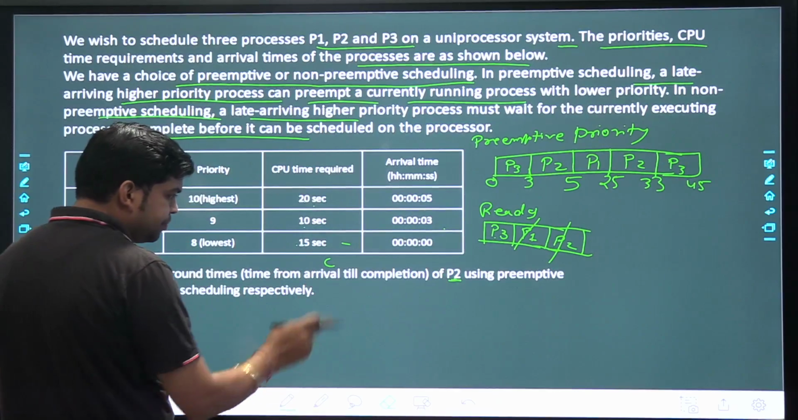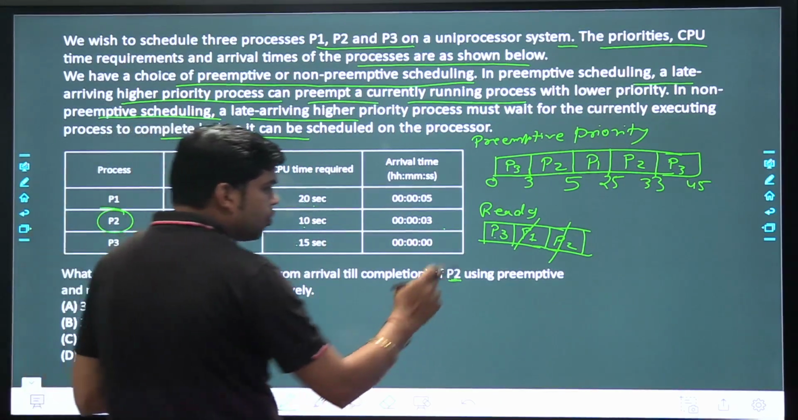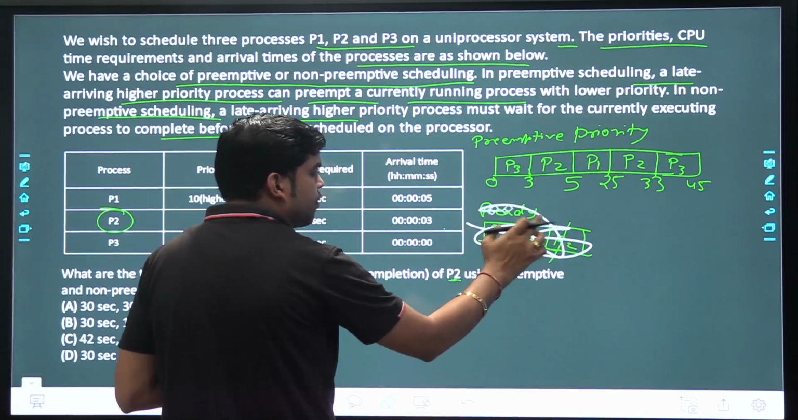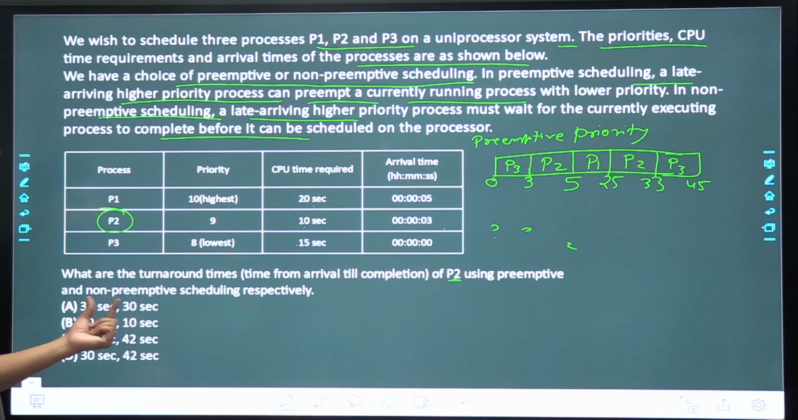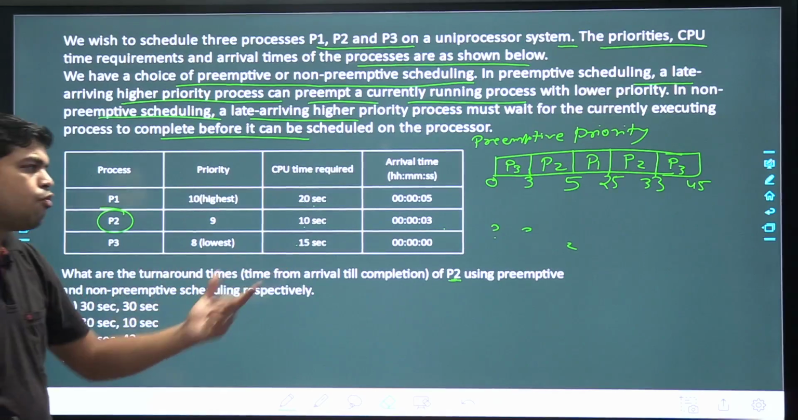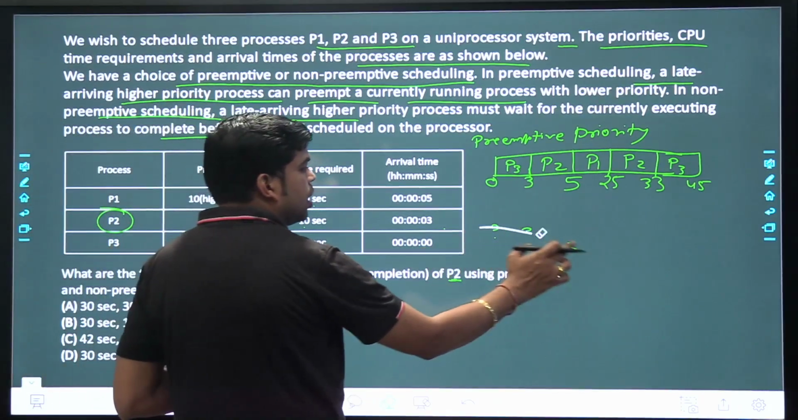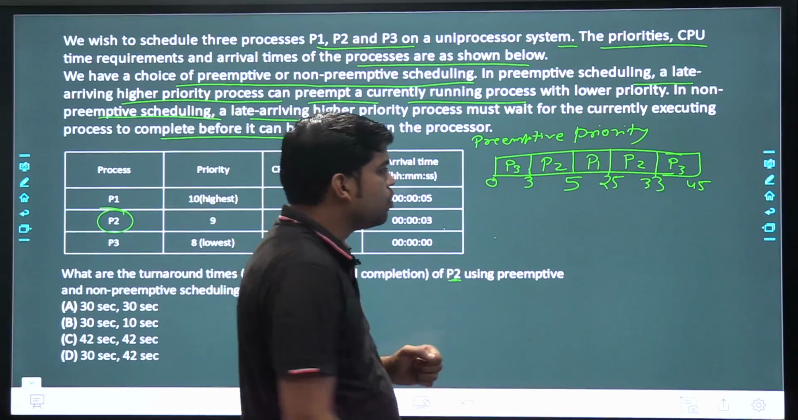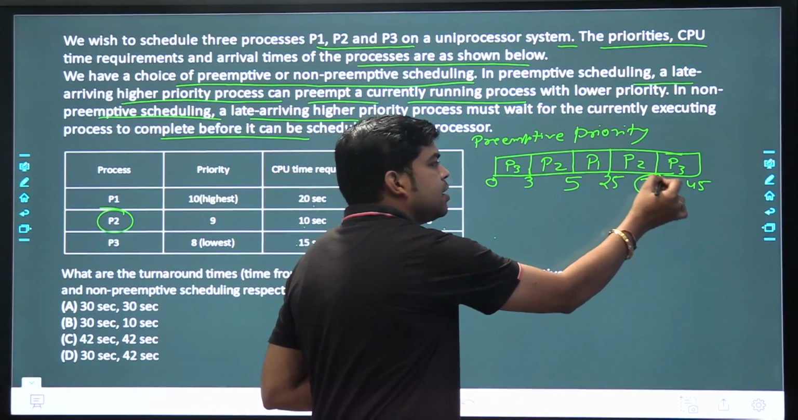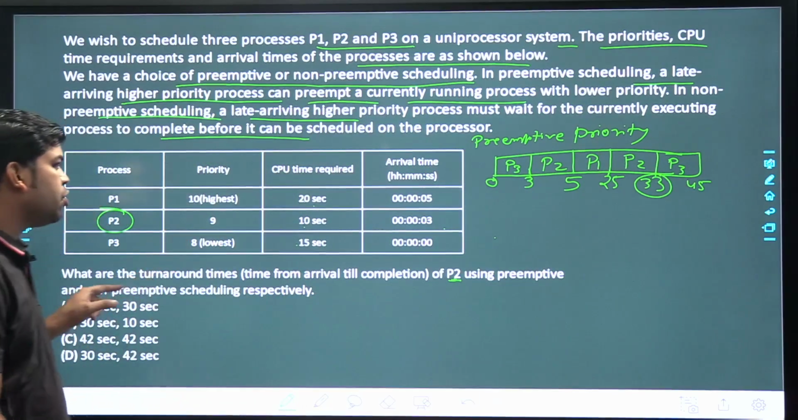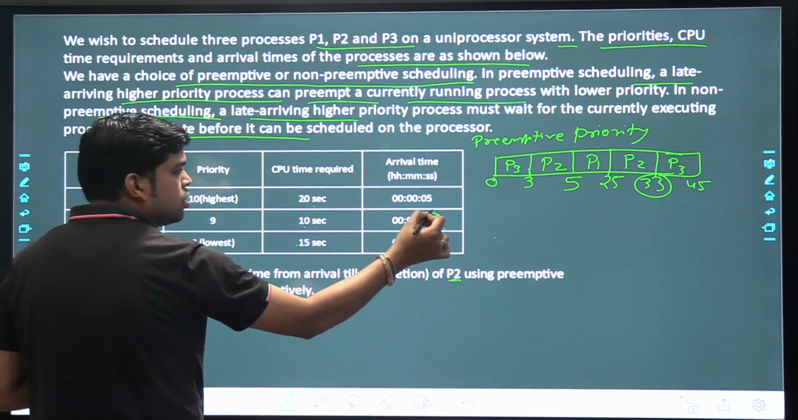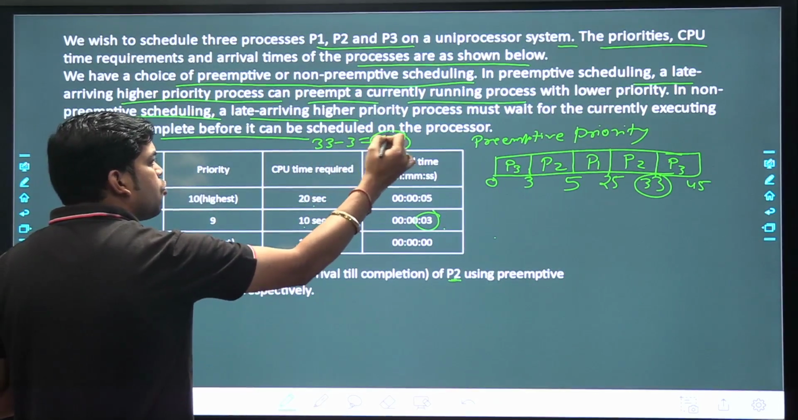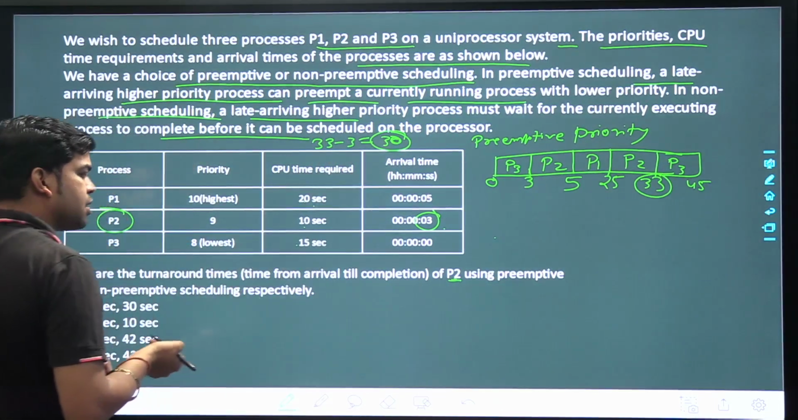Now here we need to calculate the average. What is the question? The question says that we need to calculate the turnaround time of P2 only. So we need to calculate only the turnaround of P2. So according to this, what is the turnaround of P2? P2 completes at 33 and the arrival of P2 is 3. So 33 minus 3, that is 30. So turnaround time of P2 using preemptive priority is 30.